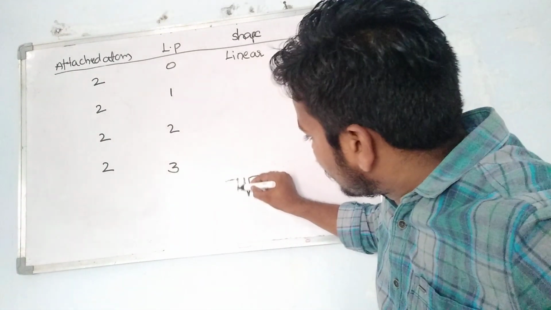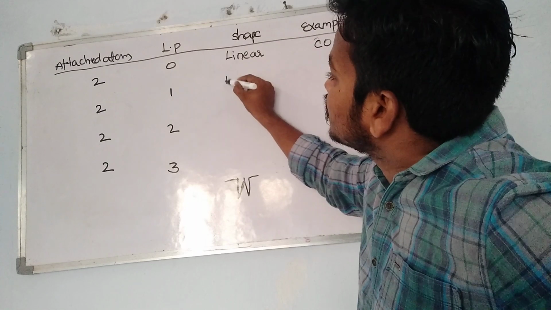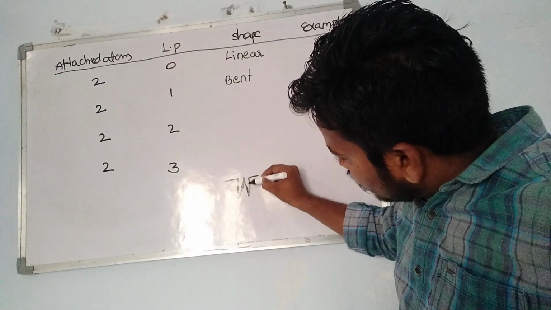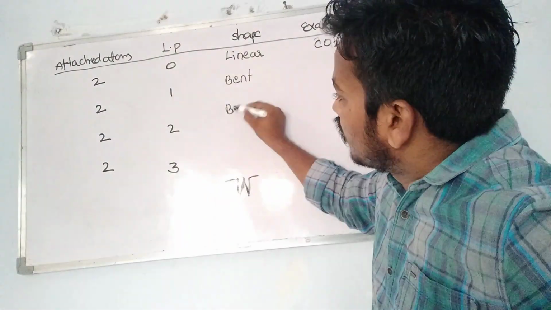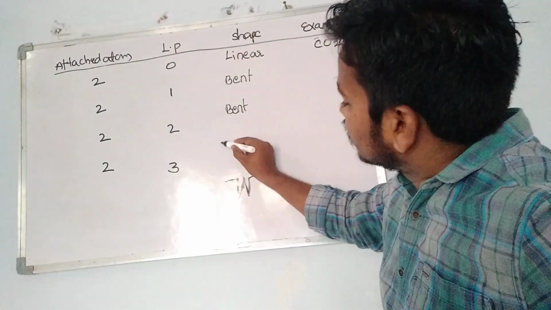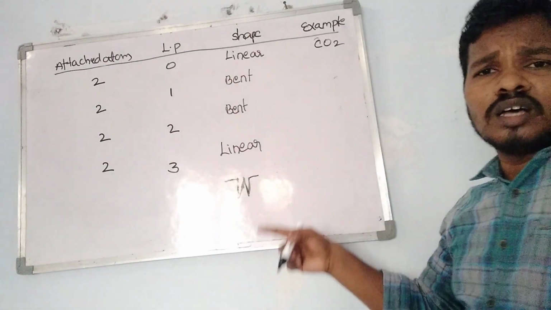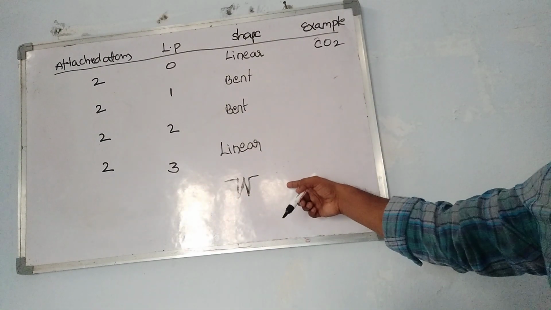So next, what will happen? Next you can see the bent shape. Again you can see some bent shape. Again bent shape, and then it will become linear. Just remember this, and everything you can easily remember.